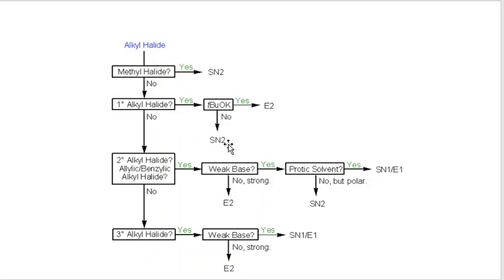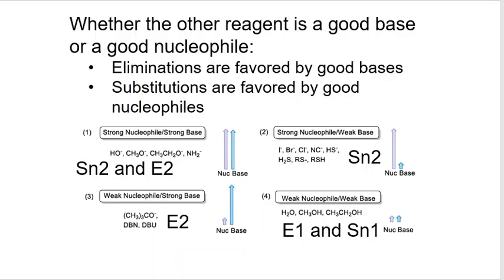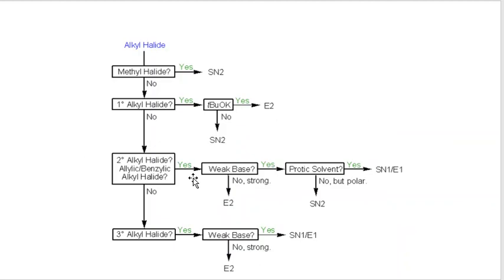The one type of exception to that is when you have a strong base that is a weak nucleophile. And so the example they give is tert-butoxide, which is sterically hindered. And so since it's sterically hindered, the SN2 reaction isn't going to happen, but E2 can happen. So it is possible to get an E2 reaction, but in most cases it will be SN2.